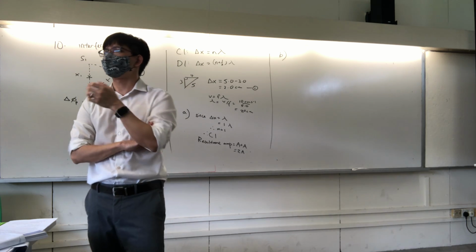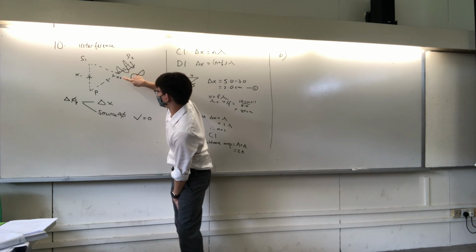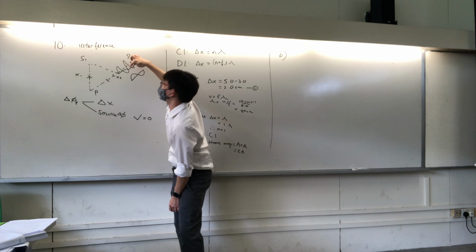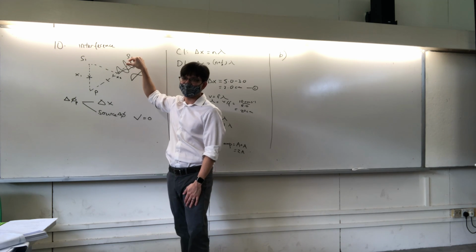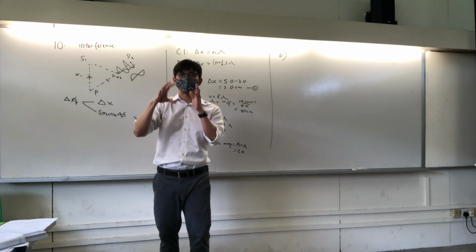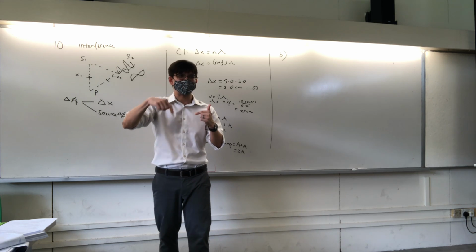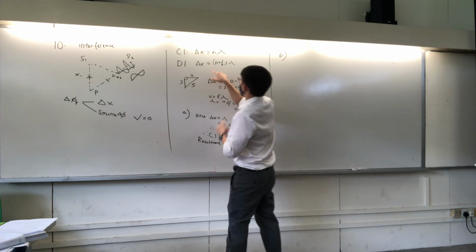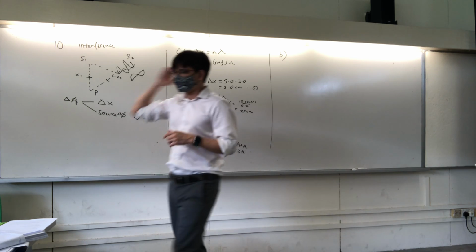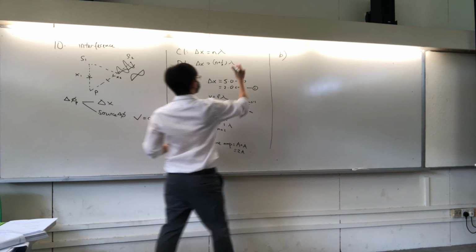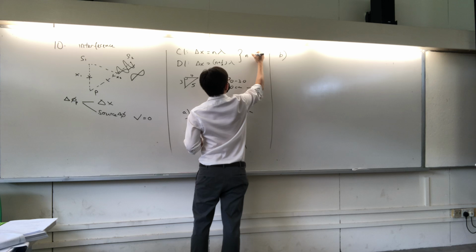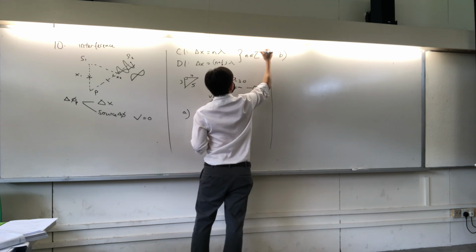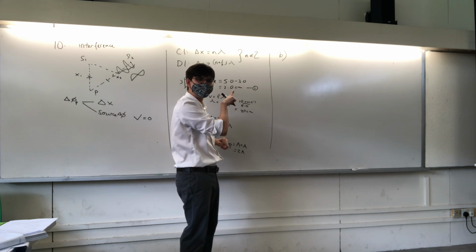N has to be an integer, yeah. Because we agreed just now, right? For constructive, you have to have exactly a certain number of whole wavelengths inside. For constructive, you have the whole number. For destructive, you have the whole number plus exactly half. So that's why my n is the integer value. Right? So for both of these, n is the integer symbol.